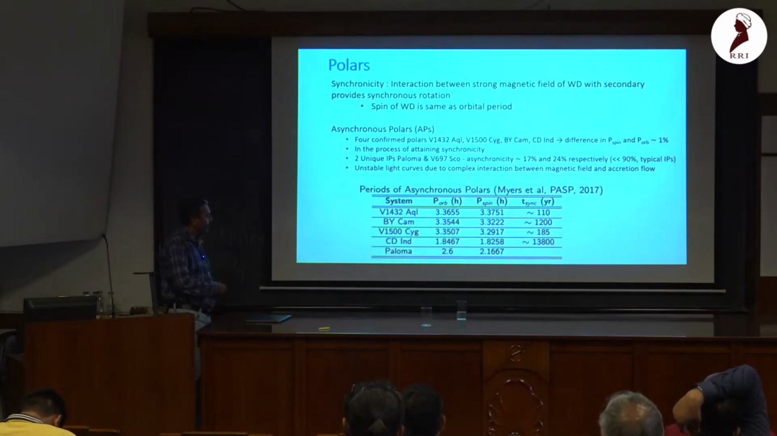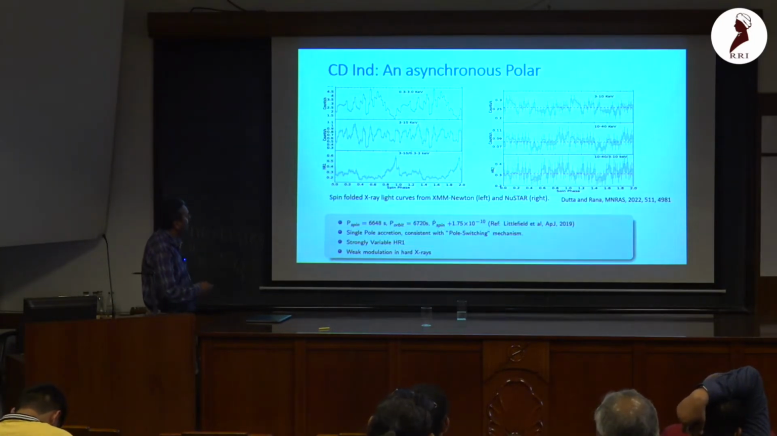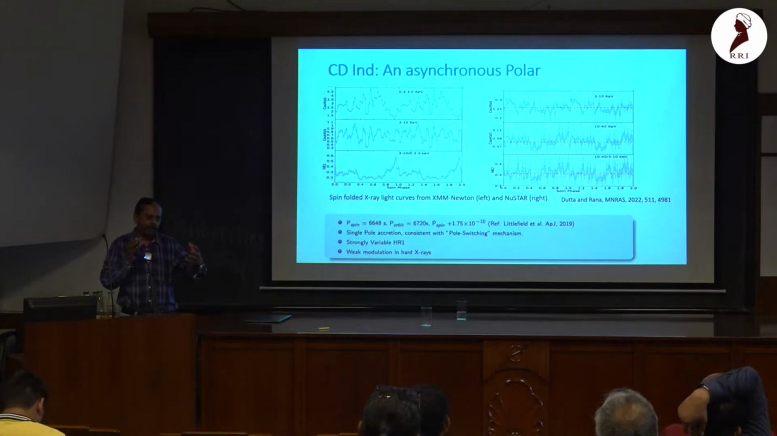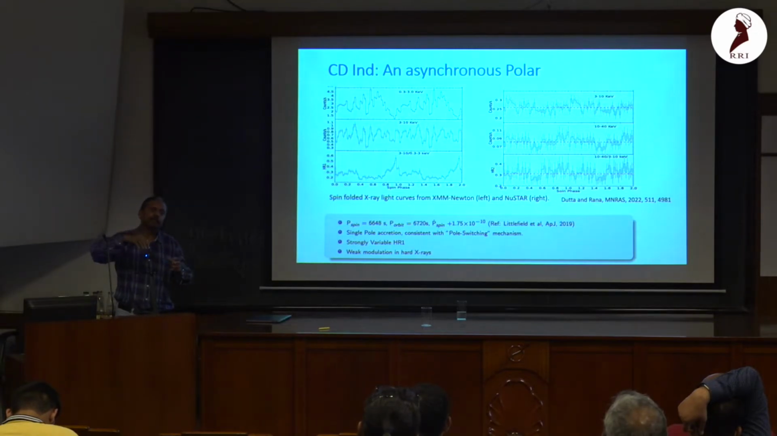And we have studied a couple of them. I will just show you one as an example. What happens is that because of this very small asynchronicity, one will rotate slightly slower, another will rotate slightly faster. So there will be a twisting of magnetic field lines, pole switching, all sorts of complexities happening.